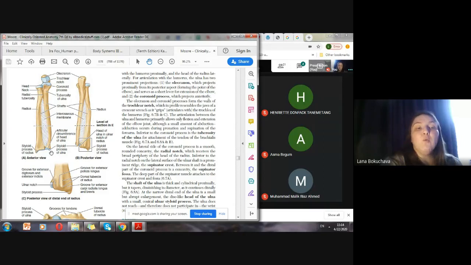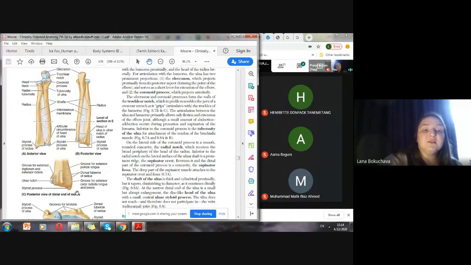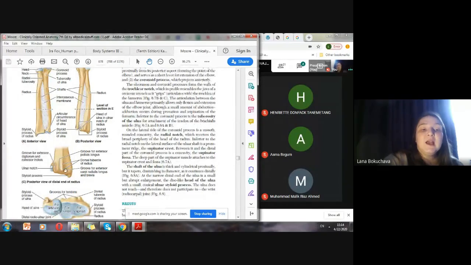What else do we have on the posterior surface? If you can see, particularly here, it is more enlarged in this region. So we have a dorsal tubercle of the radius, which produces from both sides the groove for the posteriorly located muscles.